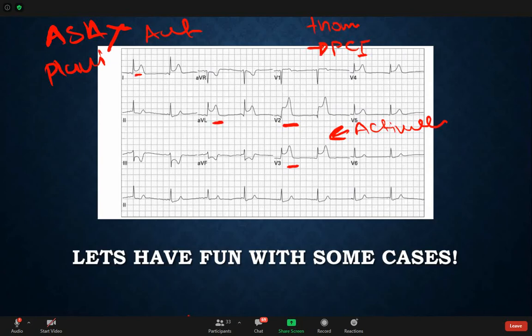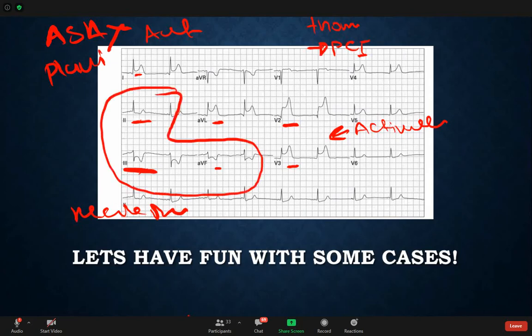We call them reciprocal ST depressions. So if you have anterior ST elevation, you're going to have reciprocal ST depressions in the inferior leads, which are lead 2 and aVF, and lead 2, 3 and aVF. You see, there's an ST depression in all of them. We call this reciprocal ST depressions, and I will come to it and explain it. Perfect. Well done, Yusuf. So let's go.